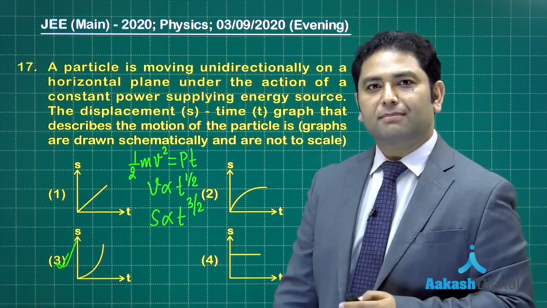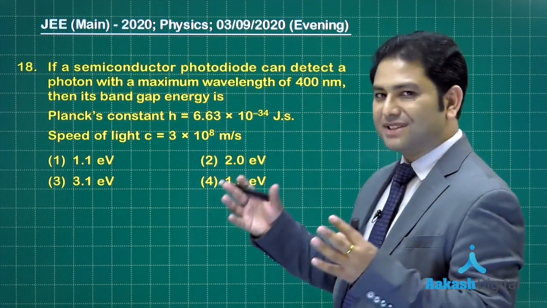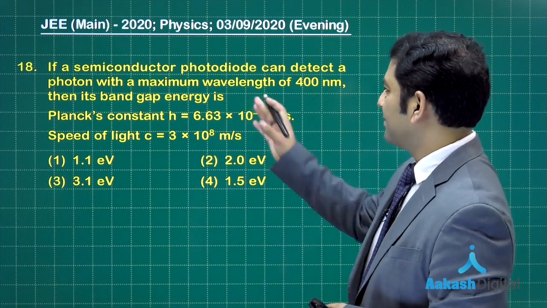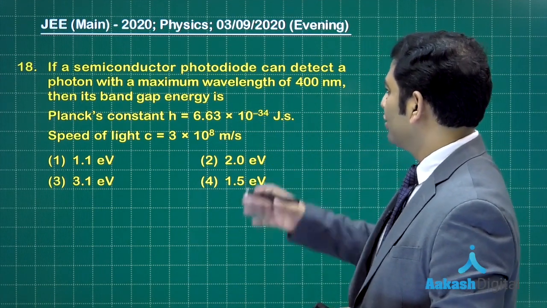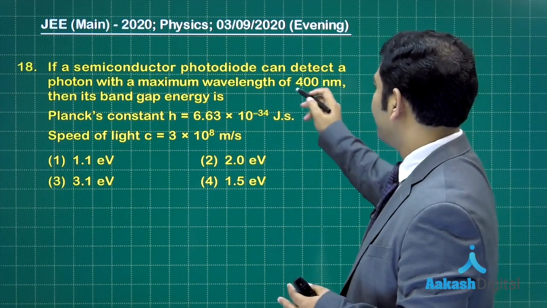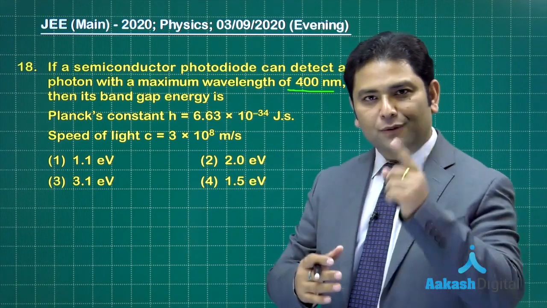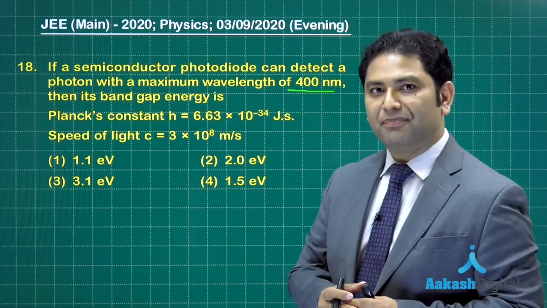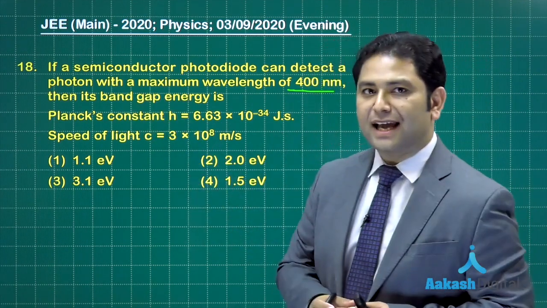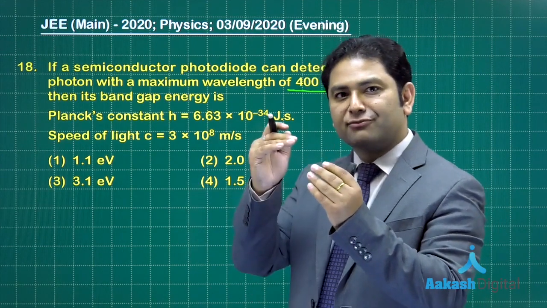Let's go to question number 18. Question number 18, that's from semiconductor, but essentially it's related to photon. There's a semiconductor photodiode which can detect a photon of maximum wavelength this much. Now that maximum wavelength corresponds to the minimum energy gap. And that minimum energy gap itself will be the band gap energy, right? Because that would be the minimum quantum jump.